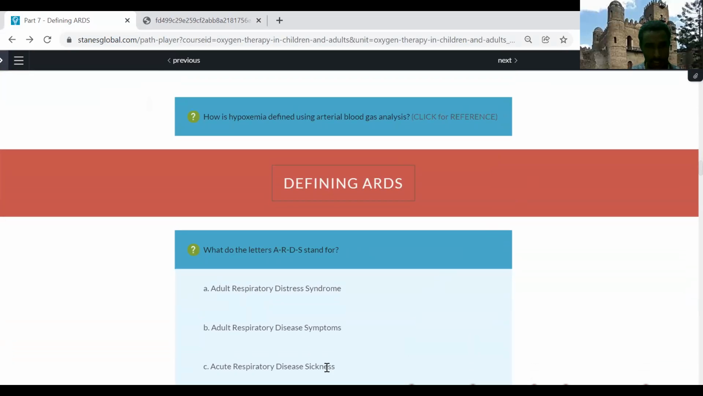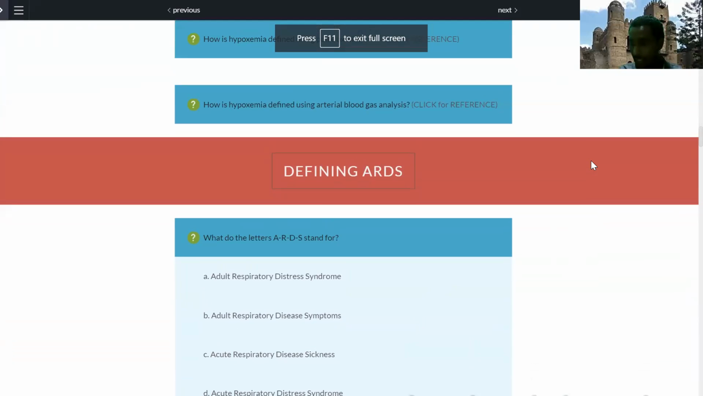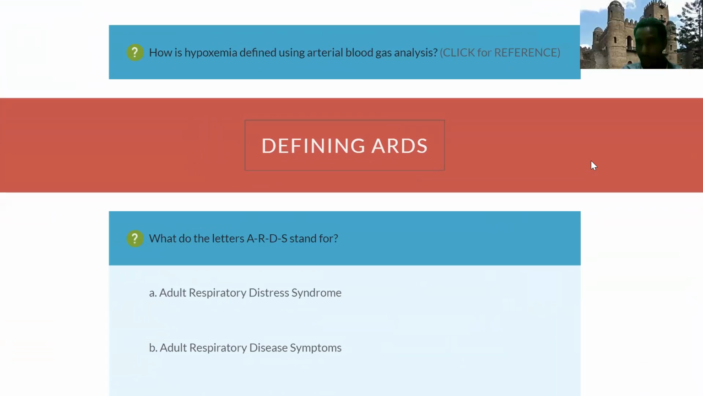And the next question is, how is hypoxemia defined using arterial blood gas analysis? How do you define hypoxemia based on the ABG, or arterial blood gas analysis? You have 30 seconds as well for your trial. I'm seeing many answers of less than 60 millimeters of mercury. Okay. Yes, now it's 30 seconds based on my timer.